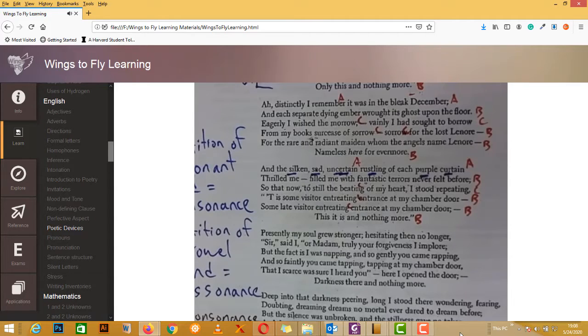This is the sound of what? A curtain, okay? What does a curtain sound like? Sad, uncertain. Someone make for me the sound of a curtain rustling. I'm hearing a lot of sibilance out there, right? So does a curtain perhaps make an S sound?